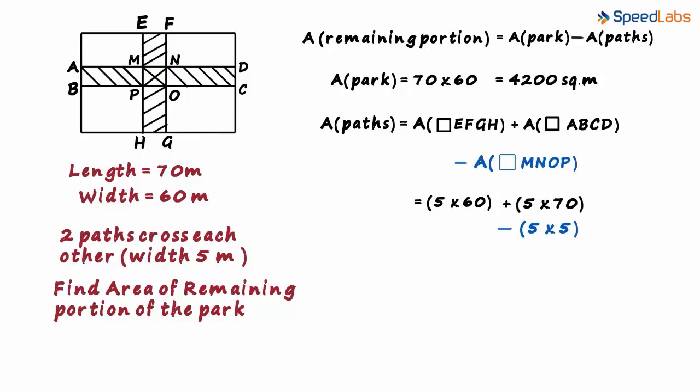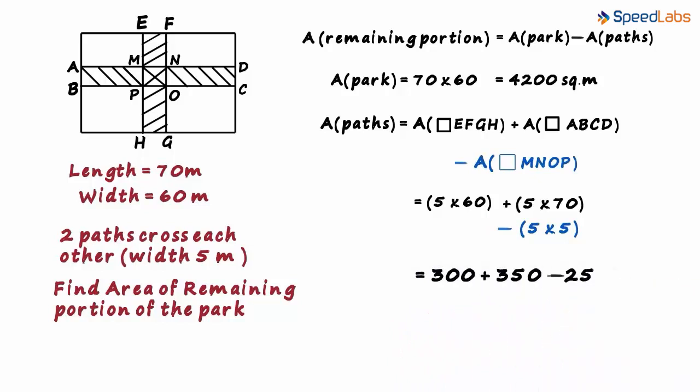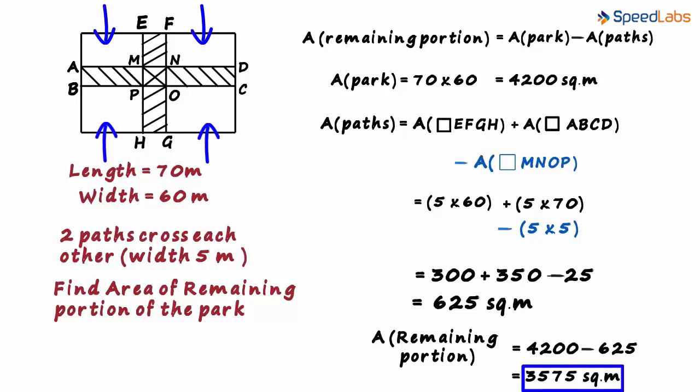Remember, if we do not subtract this value, it will mean that we are subtracting the path intersection twice from the area of the park. This will equal 300 plus 350 minus 25, which equals 625 square meters. So the area of the remaining portion will be 4,200 minus 625. That gives us 3,575 square meters. The area of these four regions together equals 3,575 square meters, and that is the area of the remaining portion of the park.